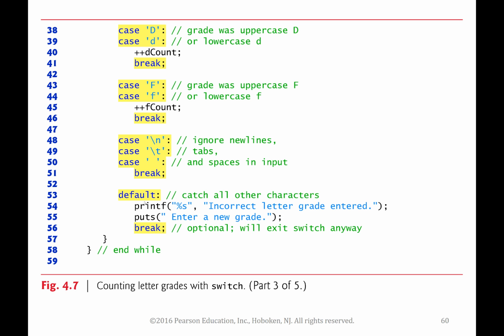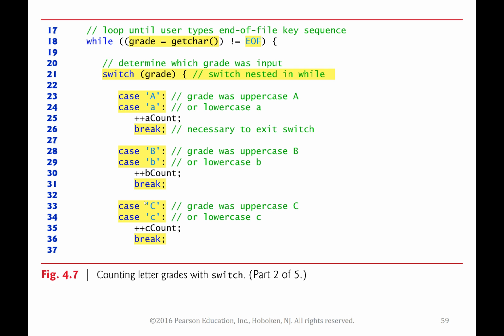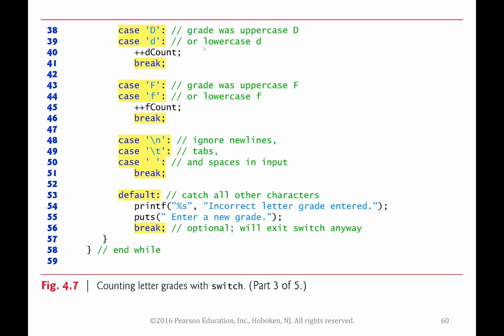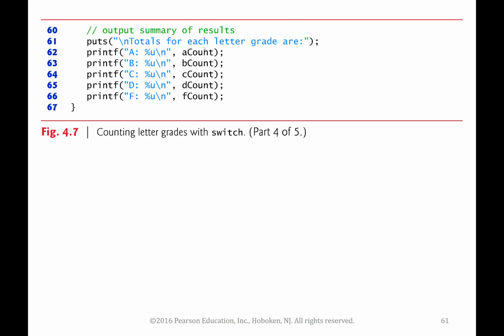And again, that'll ask that. This just keeps repeating until our getchar is equal to the end of file character. This is a while loop. It's going to repeat until the getchar is equal to EOF. And then it just does the printf, and it just prints out the number of A's, B's, C's, D's, and F's.